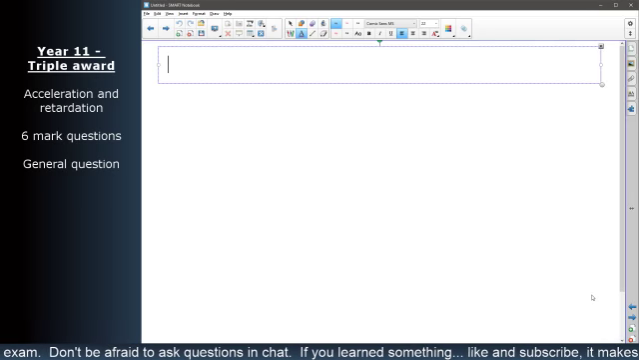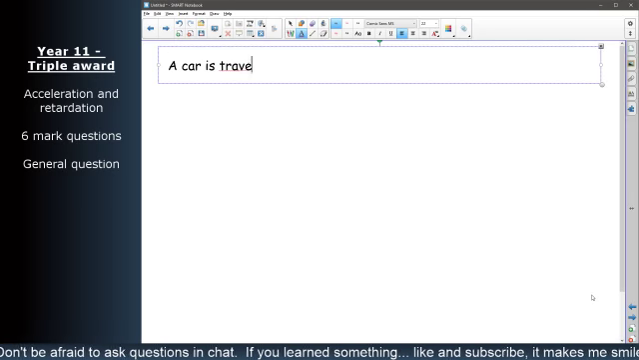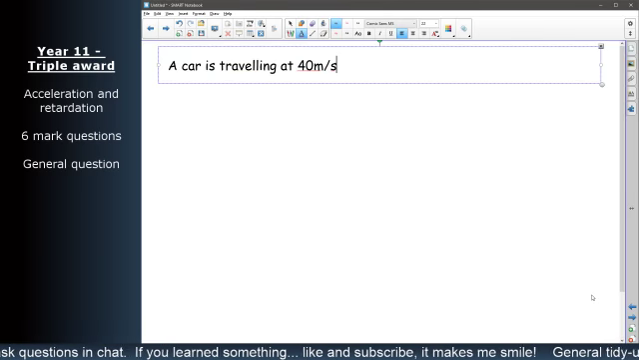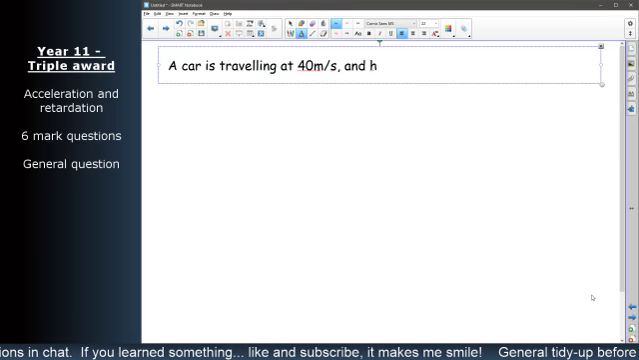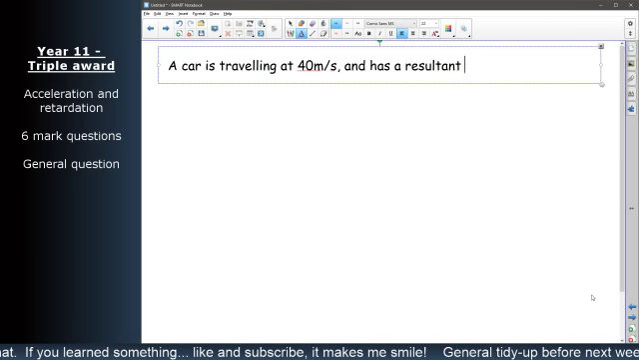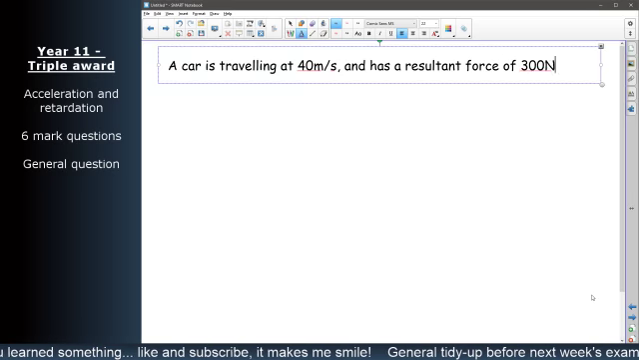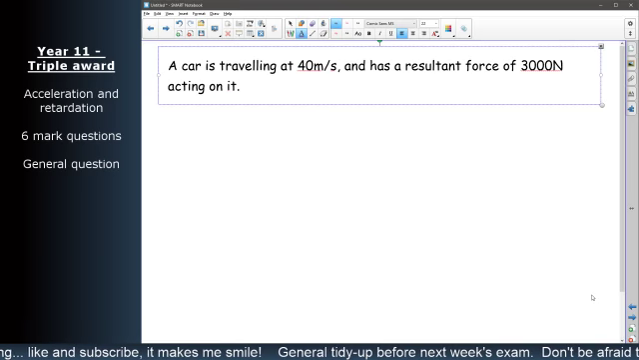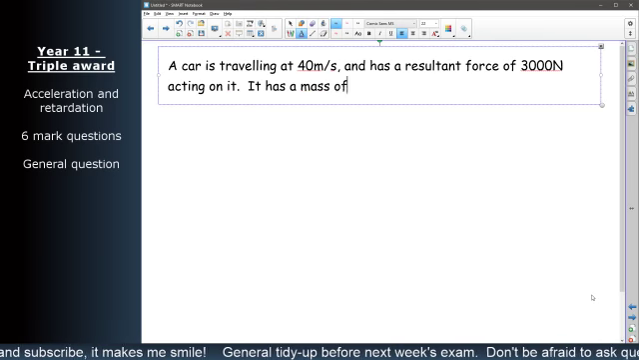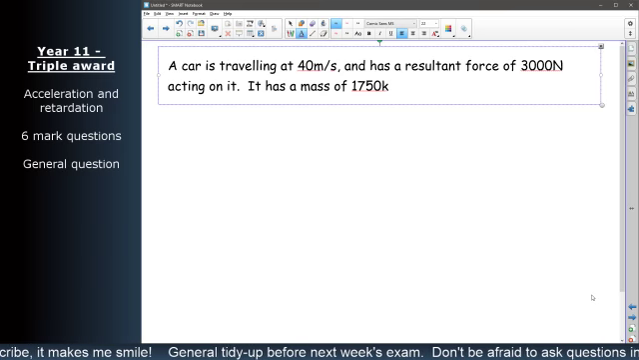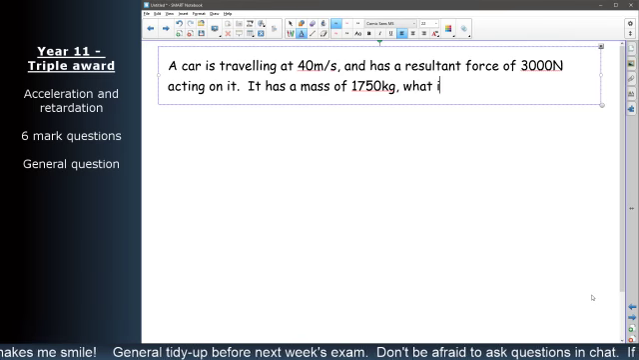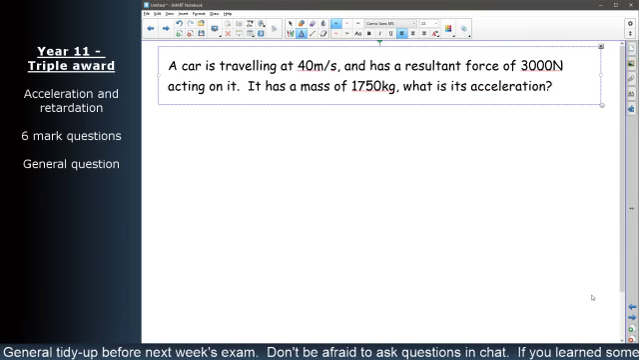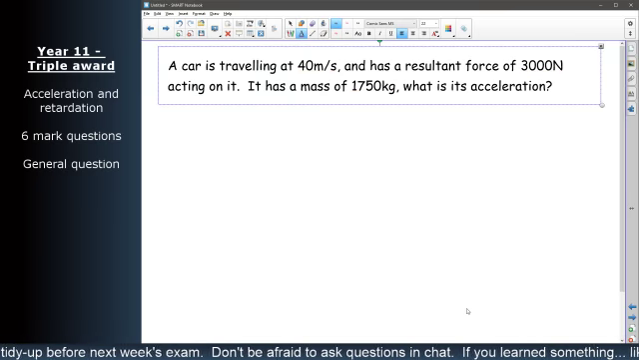So let's say a car is traveling at 40 meters per second, pretty quick, and has a resultant force of 3,000 newtons acting on it. It has a mass of 1,750 kilograms. What is its acceleration? Okay, so this looks like a pretty interesting question to have a look at.